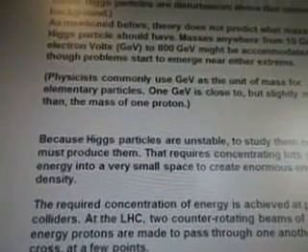As mentioned before, theory does not predict what mass a Higgs particle should have. Masses anywhere from 10 gigaelectron volts to 800 GeV might be accommodated, though problems start to emerge near either extreme. Physicists commonly use GeV as the unit of mass for elementary particles. 1 GeV is close to, but slightly more than, the mass of one proton.